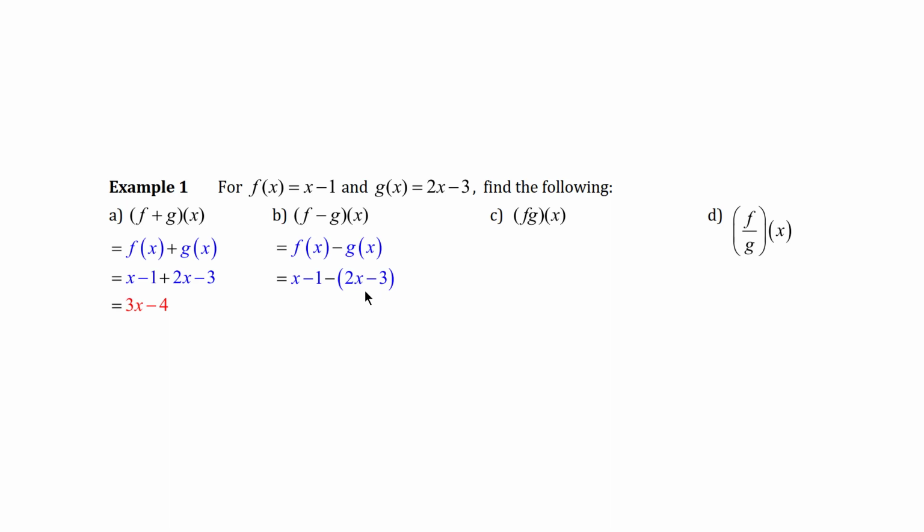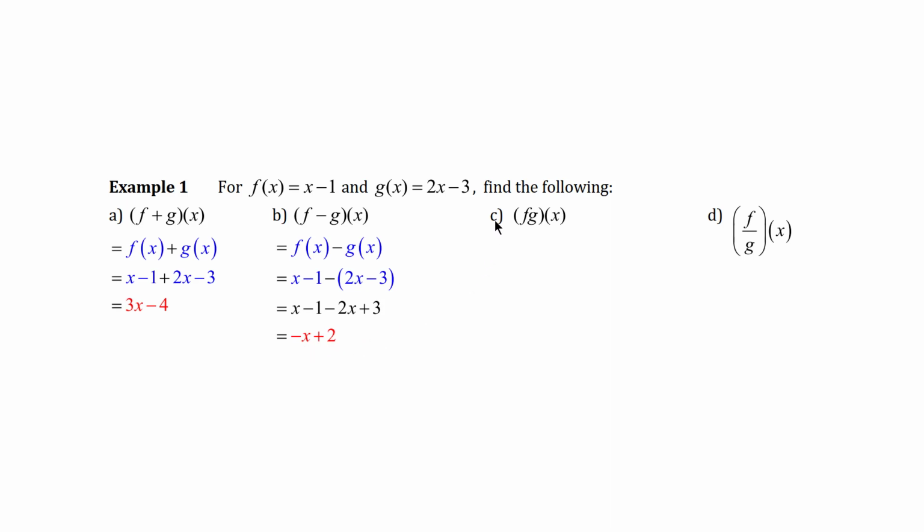From here, we go ahead and distribute the negative inside the parentheses to the 2x minus 3, and then bring down the other terms. So we get x minus 1 minus 2x plus 3. Next, we simplify by combining like terms. X minus 2x is negative x, minus 1 plus 3 is plus 2. So the final result is negative x plus 2.